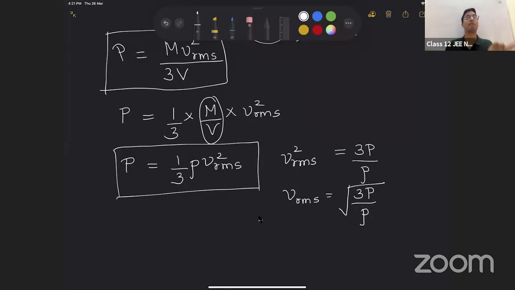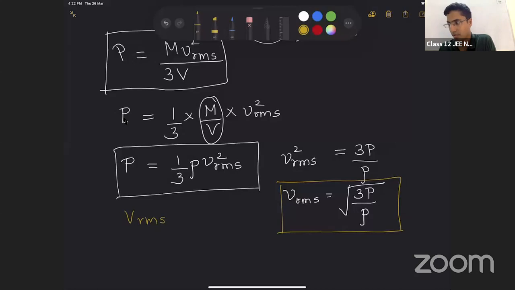So many times in problems, when you're given just the pressure and the density, this is how you compute the value of the root mean square velocity. Note down this expression. And when you have written this, click on a yes. I'm going to clear all the yeses. I'm not going to write any other expression. Just remember this expression.